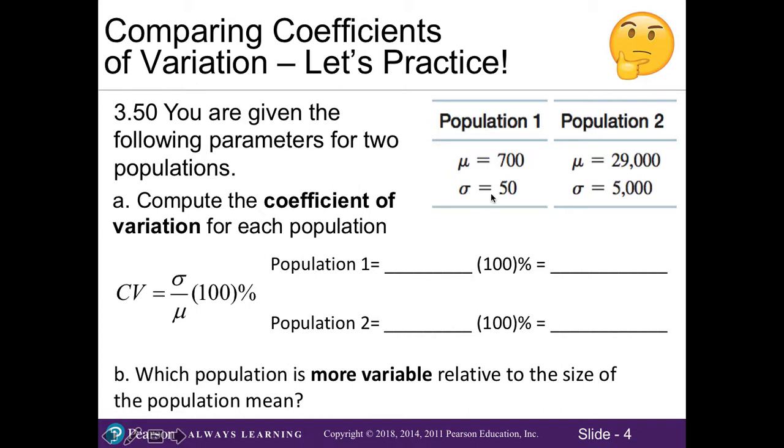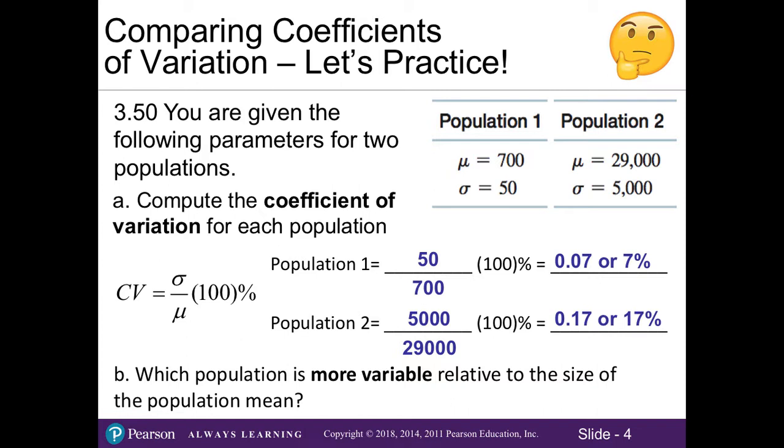First we take our standard deviation of 50 and divide by our population mean of 700. Then we'll multiply by 100%, which will give us 0.07, which we then have to convert into a percentage because coefficients of variation are expressed in percentages. So the coefficient of variation for population 1 is 7%. We'll do the same thing again for population 2, using the numbers in our table for that population. We'll first take the standard deviation of 5,000 and divide it by our population mean of 29,000, and then multiply by 100%. This gives us 0.17 or 17%.